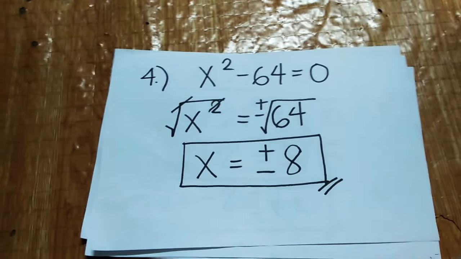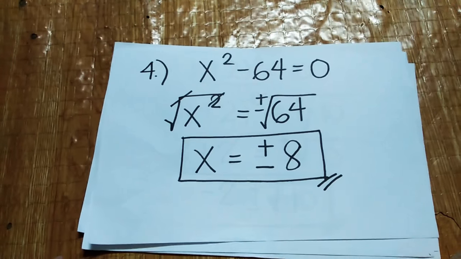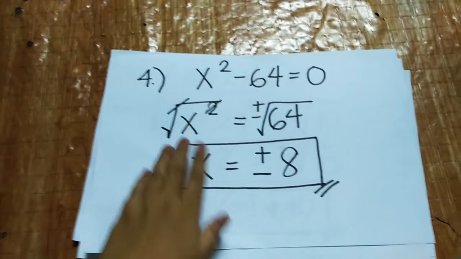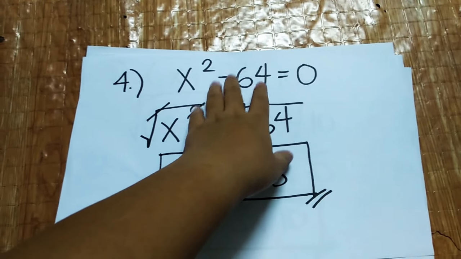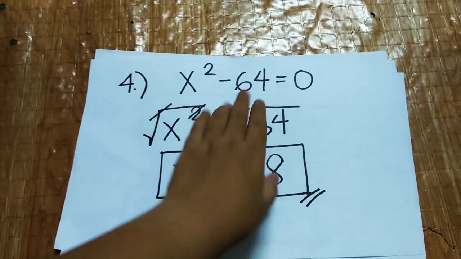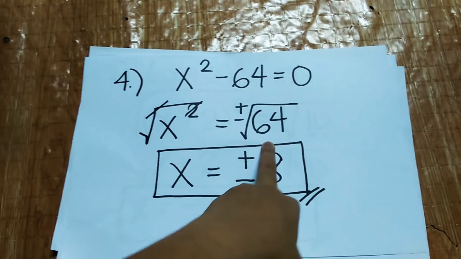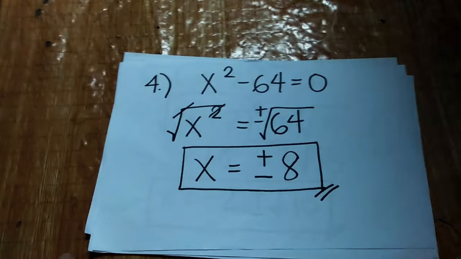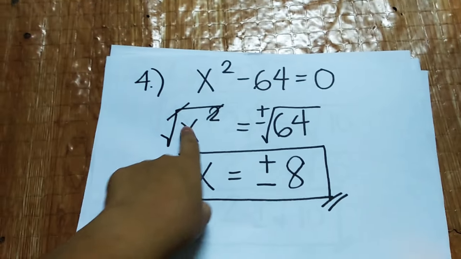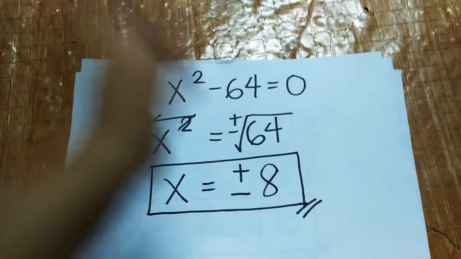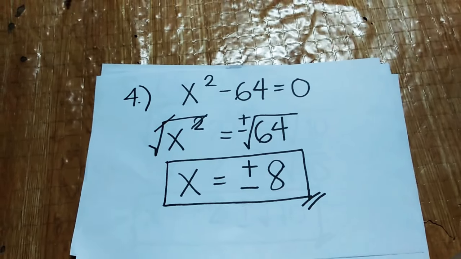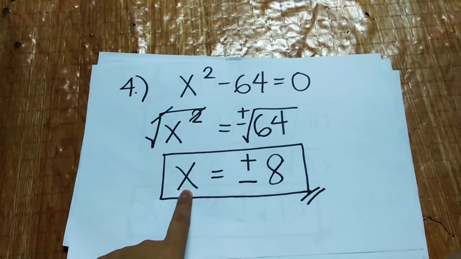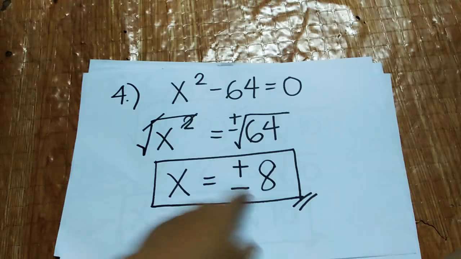Next example, number 4, x squared minus 64 is equal to 0. So, simple lang. Kailangan lang maiwan si x squared na mag-isa dito. So, kailangan nating alisin si 64, ilipat sa kabila. Ayan. So, dahil nilipat natin, magiging positive na siya. Okay, tsaka pag ganito na, pwede na tayong mag-square root ng both side. So, i-square root natin to, i-square root natin to. Put positive and negative, always remember. Okay, then simplify. So, square root of x squared is x, and then square root of 64 is 8. Positive and negative 8.